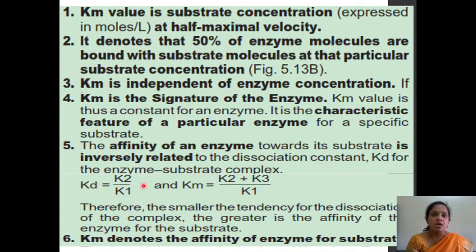enzyme towards a substrate. So the things that you have to remember are, it is a substrate concentration when the velocity of the reaction is half of the maximum velocity, and it implies that 50% of the enzyme is bound to the substrate. Km is independent of the enzyme concentration. The Km denotes the affinity of the enzyme towards the substrate. That is why we call it a signature for any enzyme. That is, it is an identity for that particular enzyme.